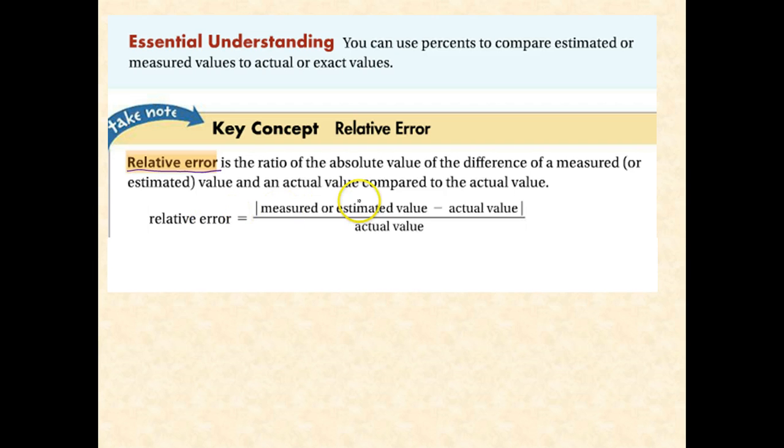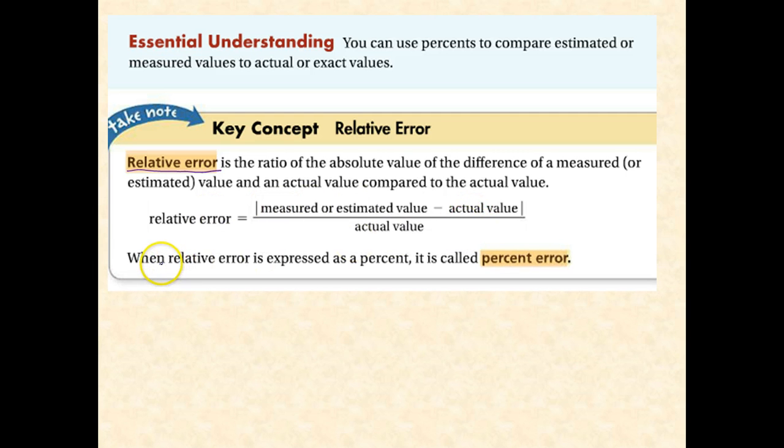Relative error. So we measure or we estimate, and sometimes our measurement isn't exactly on, or our estimate isn't exactly on, and so there is a difference between what we measure or estimate and the actual size. So we subtract those, take the absolute value so that it's always positive, and then divide by the actual value. It's sort of like percent change. It gives you the percent you were off by. Relative error. You can also think of it as, what percent was I wrong by? When a relative error is expressed as a percent, it is called percent error.